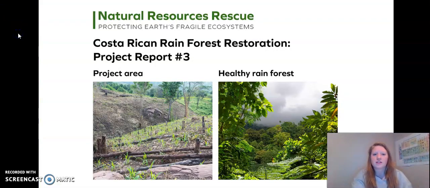Natural Resources Rescue sent us a report for our Costa Rican Rainforest Restoration Project. The image on the left shows our project area, and the image on the right shows a healthy rainforest. Take a moment and analyze these two images. What do you notice? What is similar and what is different?